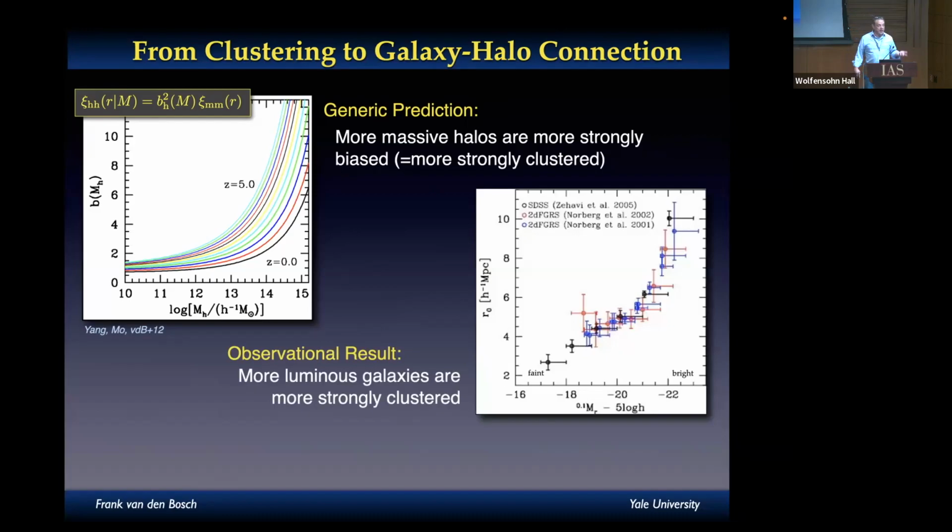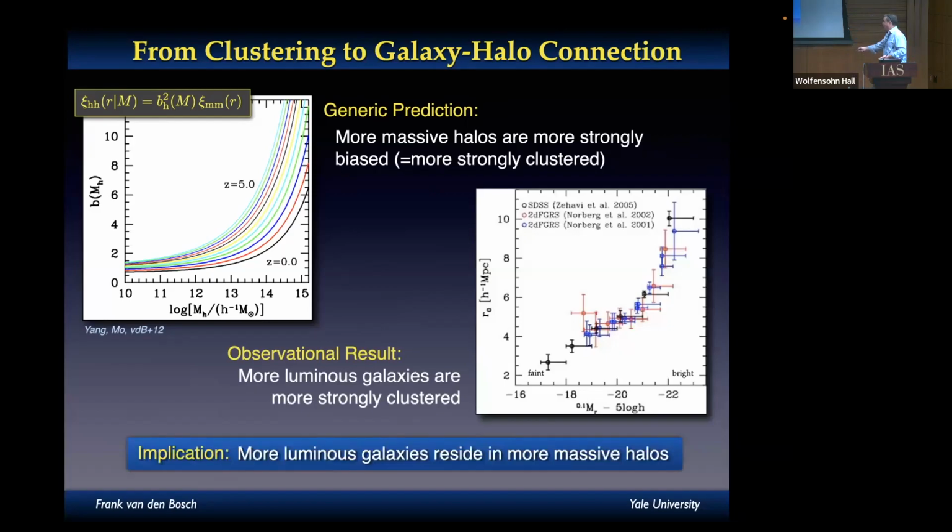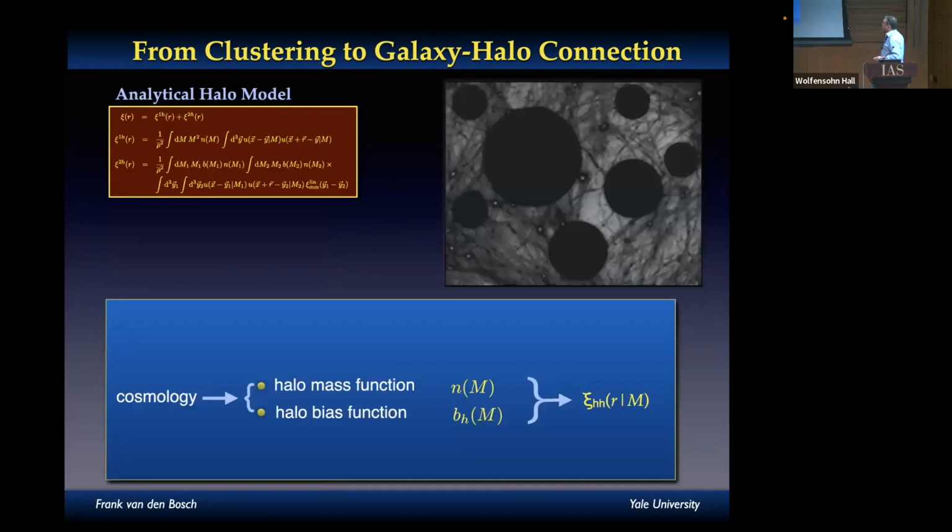And since galaxies live in halos, there's only one logical conclusion. More luminous galaxies reside in more massive halos. Okay. That's basically how this works. And in principle, we do this a little bit more sophisticated. We have something called the halo model. I made it very small. You're not supposed to read this.